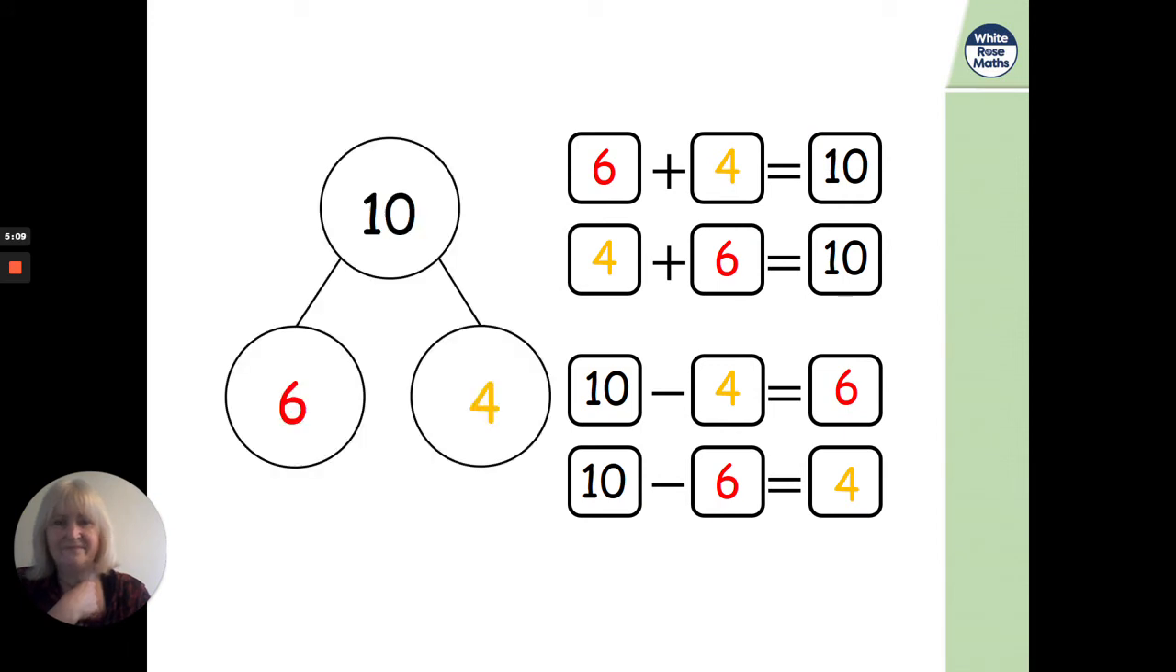Okay, here's some fact families and some facts about this diagram. So we've got the whole number of 10, and then we've got the parts of a 6 and a 4. So we've got 6 add 4 is 10, 4 add 6 is 10. 10 take away 4, this part here, is 6 left. And 10 take away the 6 part, and we've got the 4 parts left.